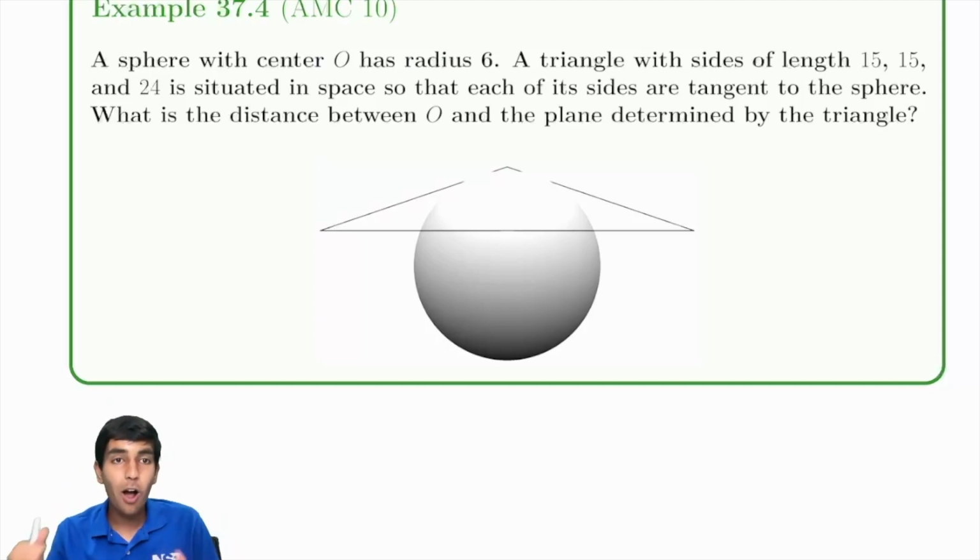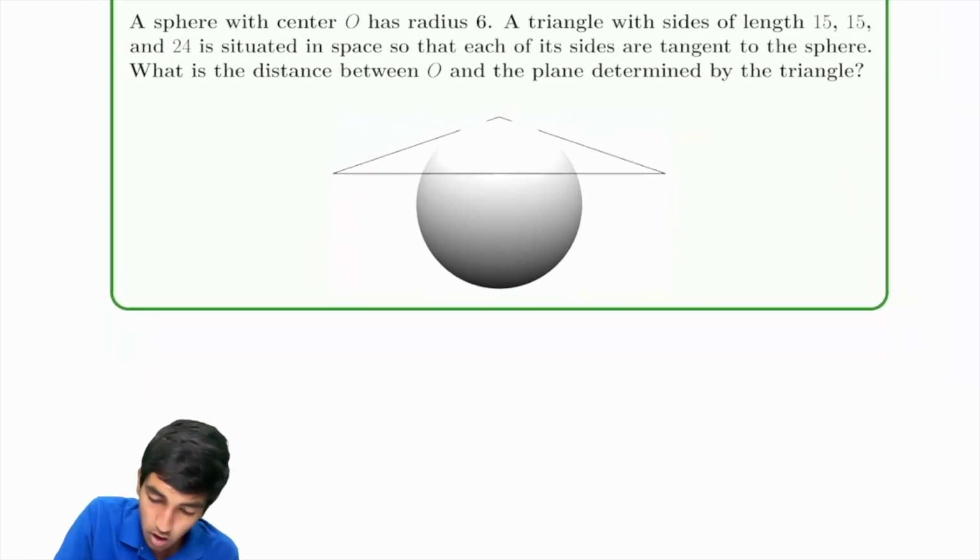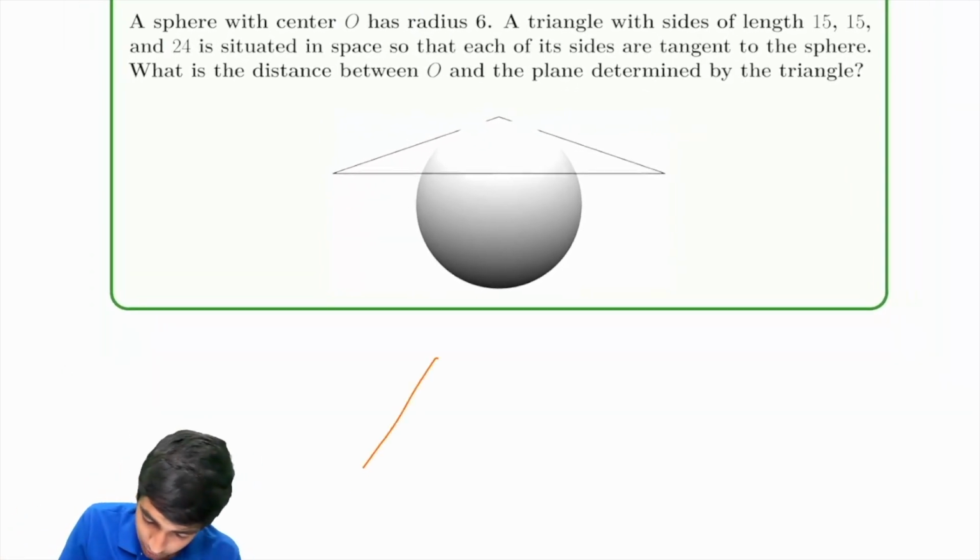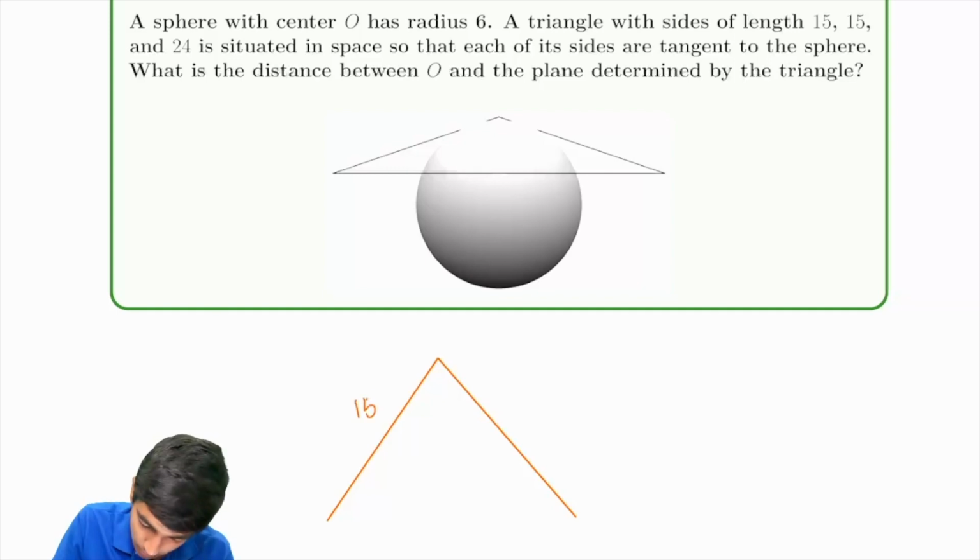So what cross section do we want to take? Well, naturally, we've got a triangle, and that's kind of like the central focus of this problem. So it makes sense to take the cross section through the triangle. What happens when we get that? So let's draw our triangle here. We know it's 15, 15, 24. That's helpful, right? We want to try and use that information somehow. We don't know how yet.